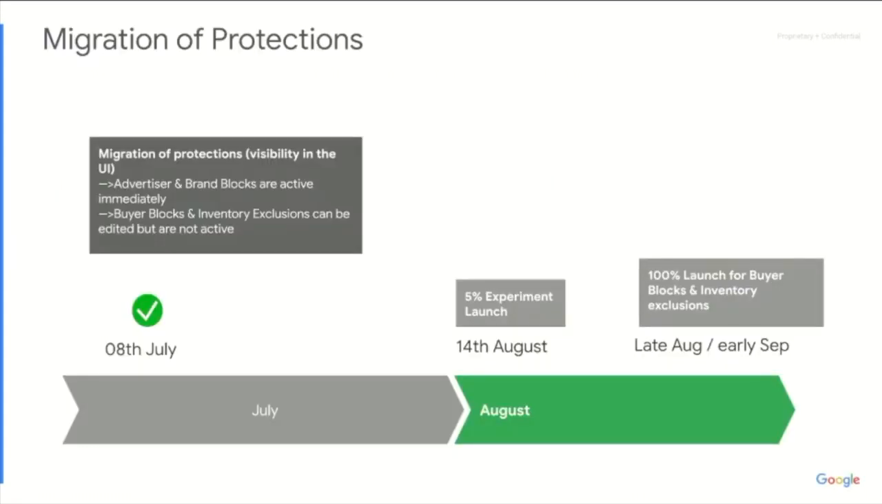Protections as well, just to call out a couple of things. Review your setup, like we said a little bit earlier. Advertiser and brand blocks for ad exchange apply today, but those buyer blocks and inventory exclusions for AdX will start ramping up from 5% this week. So again, review your system, make sure everything's in place. You don't want to be missing out on revenue as a result of not having reviewed your protection setup.